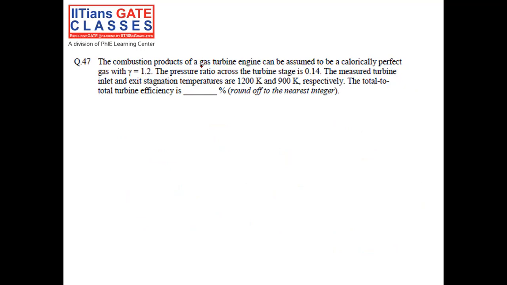The combustion product of a gas turbine engine can be assumed to be a calorically perfect gas with gamma 1.2. The pressure ratio across the turbine stage is 0.14. The measured turbine inlet and exit stagnation temperatures are given, respectively. The total turbine efficiency is... Okay, so the T-S diagram across the turbine will be like this.